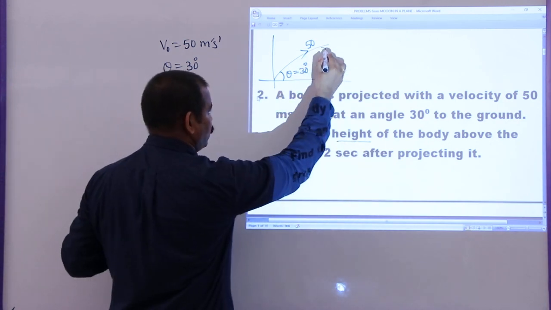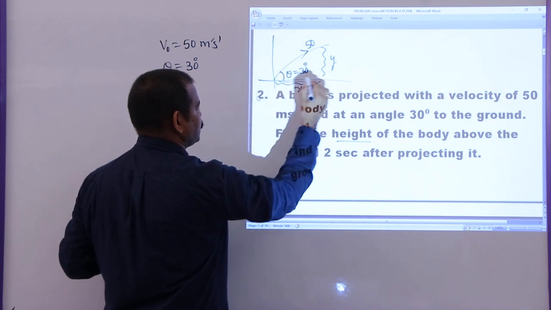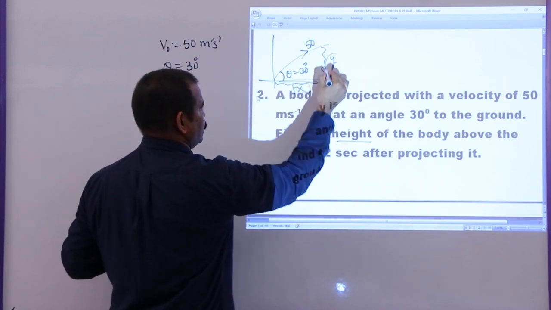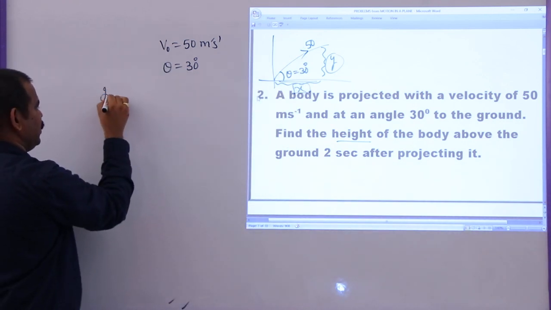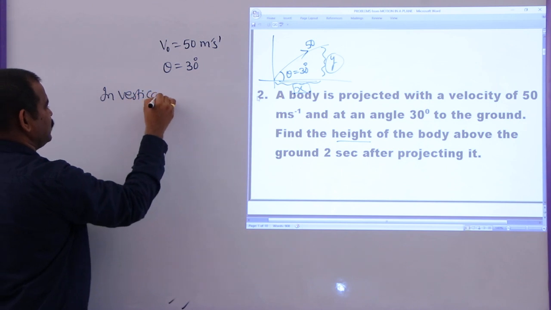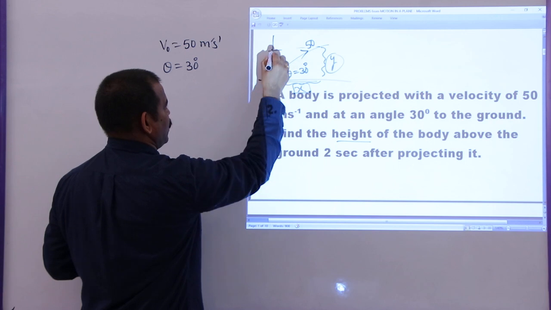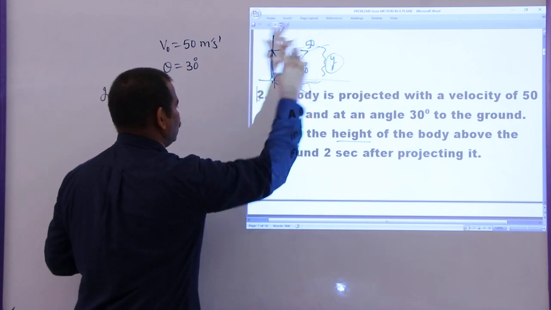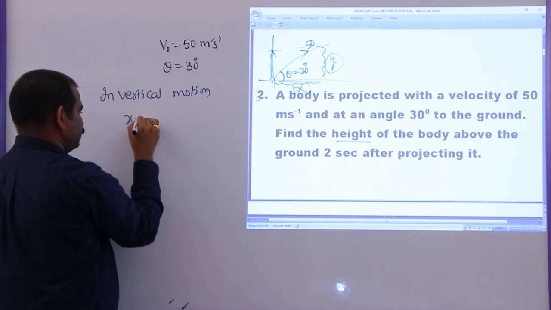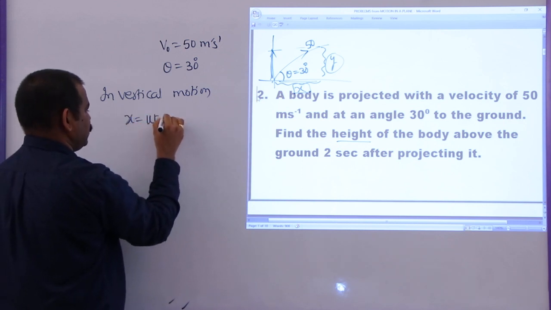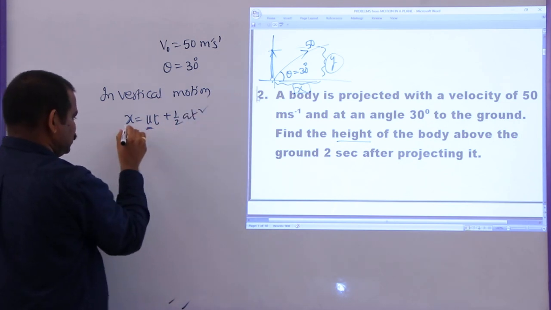So I need to find out the height. Height is nothing but the vertical displacement, and this is the horizontal displacement, but it is not required in this problem. I need this one. As we are considering only the vertical motion, from here to here this is motion in a straight line. Now in vertical motion, we know that x is equal to u t plus half a t square. But what is this x here?